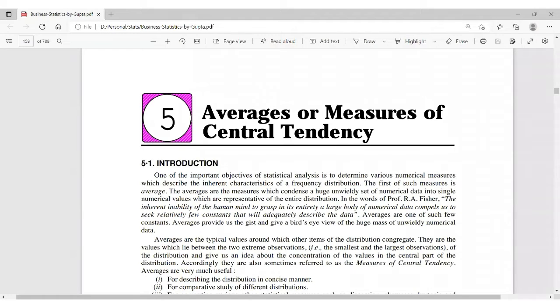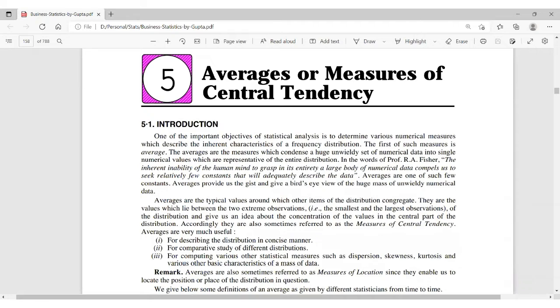Averages are the typical value around which other items of the distribution congregate. They are the value which lies between the two extreme observations, the smallest and the largest observation of the distribution, and give us an idea about the concentration of values in the central part of the distribution. Accordingly, they are sometimes referred to as measures of central tendency.